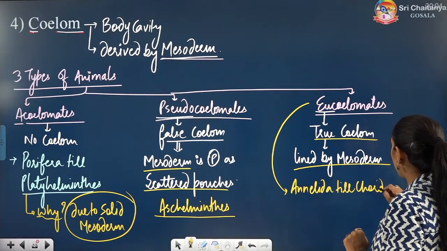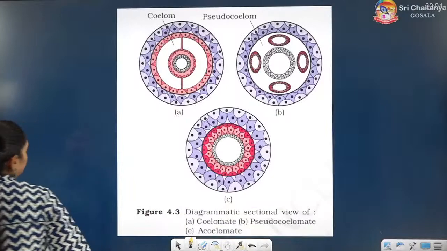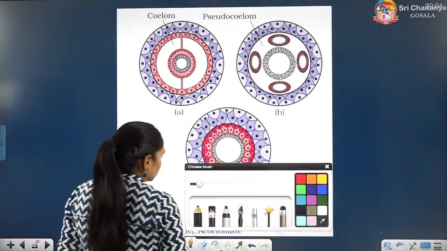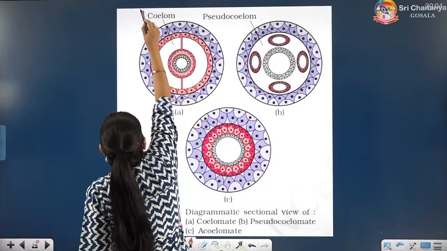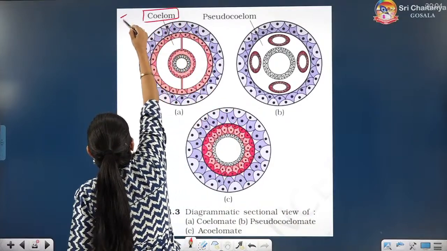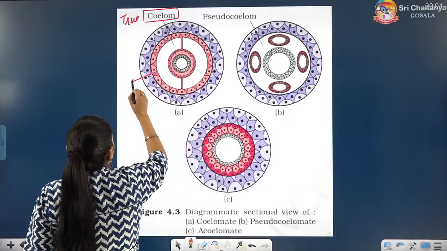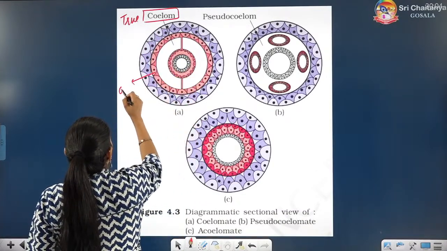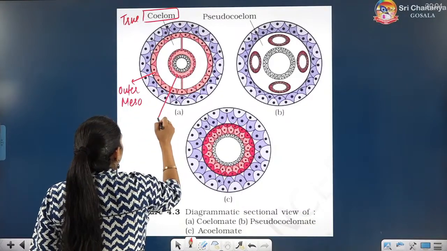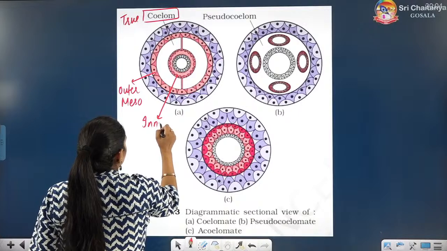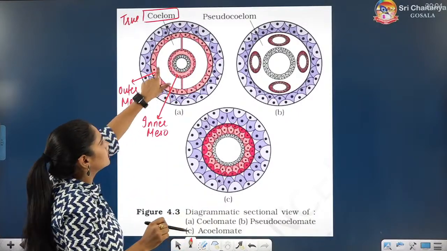They all have true coelom, everyone. So, let me tell you this with the help of the diagram. Can you see true coelom here? This is the true coelom, everyone, in which you can see there is an outer mesoderm, and there is an inner mesoderm. And in between these two mesoderms there is a space.